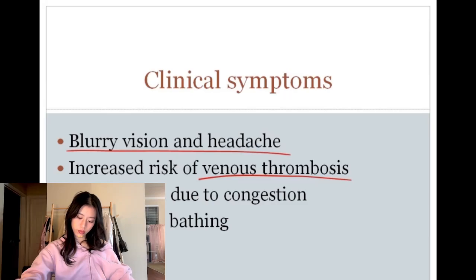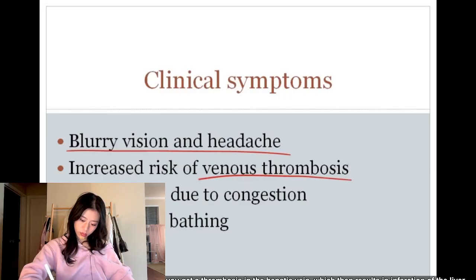Budd-Chiari syndrome. Budd-Chiari syndrome is when you get a thrombosis in the hepatic vein, which then results in infarction of the liver. And the most common cause of Budd-Chiari syndrome is polycythemia vera.